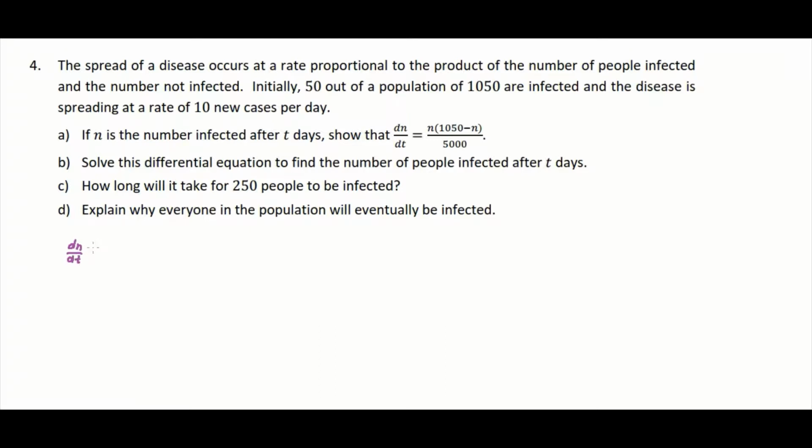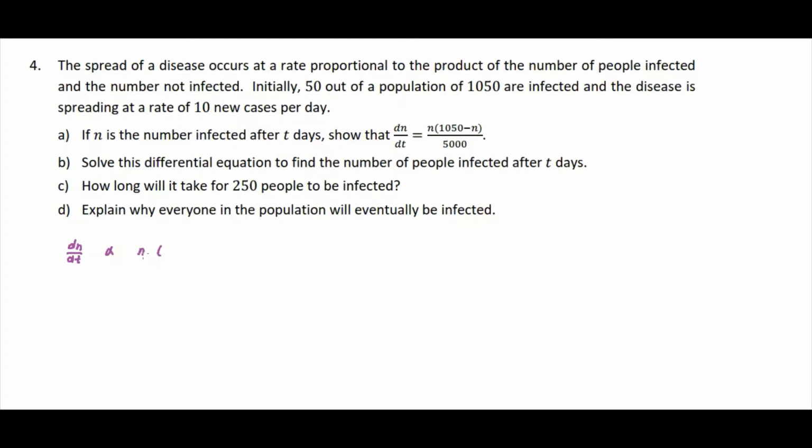Okay, we are talking about how the spread of disease increases over time, right? So that's why dN/dt is at a rate proportional to the product of the number of people infected and the number not infected. The number of people infected is N, right? So it's proportional to N, times the number not infected.